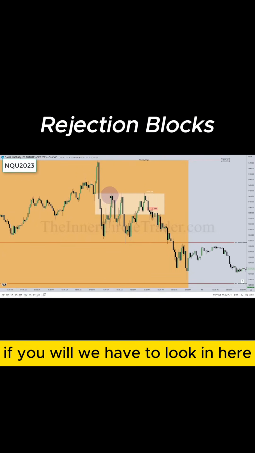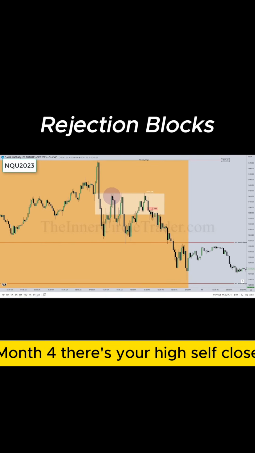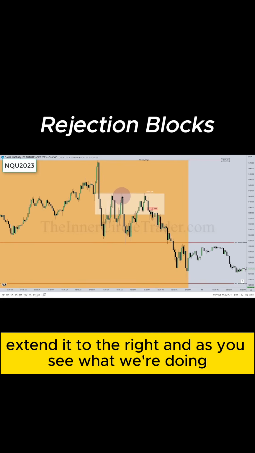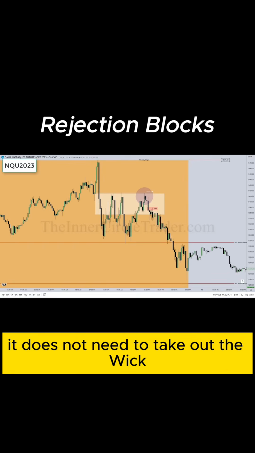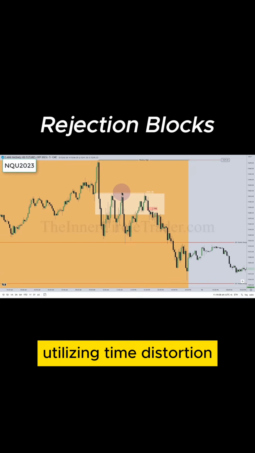We have to look in here. Where is the rejection block? Think about your PD array matrix I taught you in core content month 4. There's your highest up close. That's your rejection block. Extend it to the right, and that's, you see what we're doing? We're wiping that out. It does not need to take out the wick high. Rejection blocks are a very instrumental part for me utilizing time distortion.